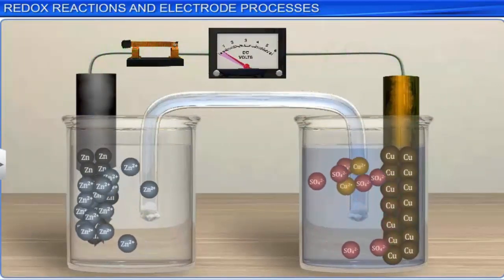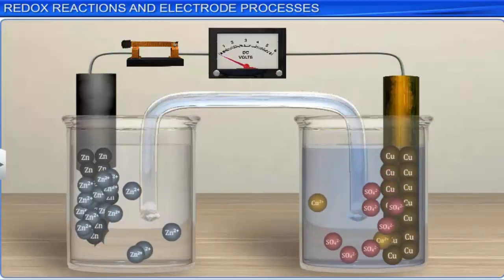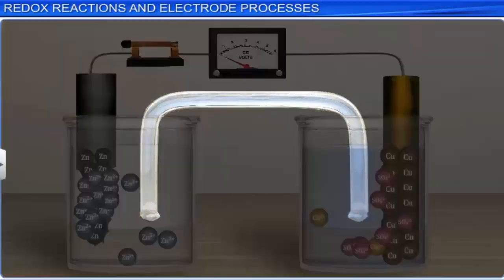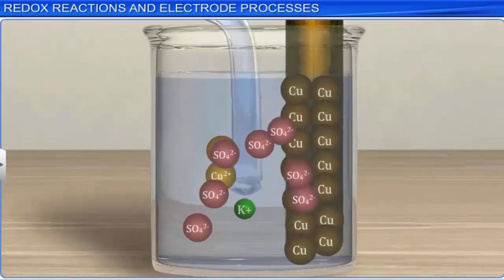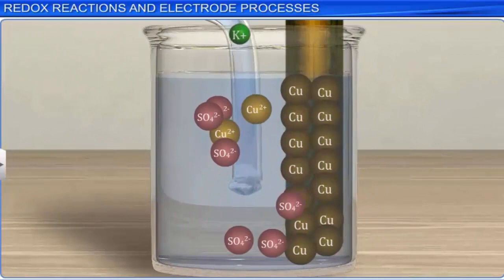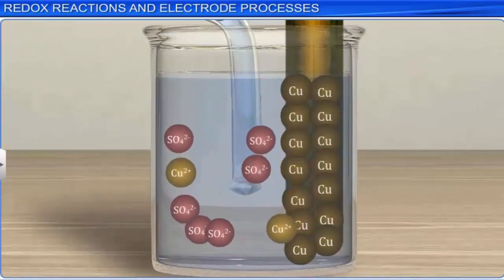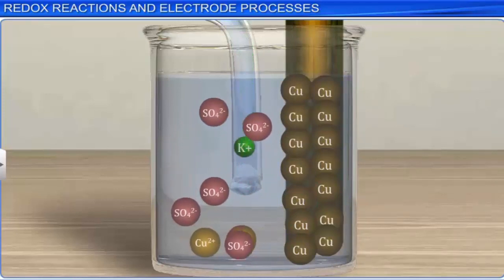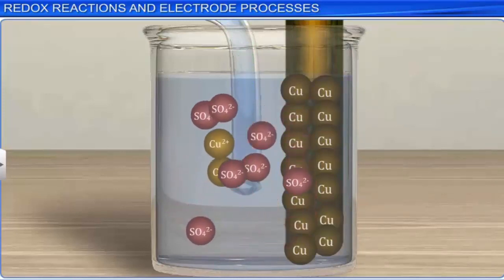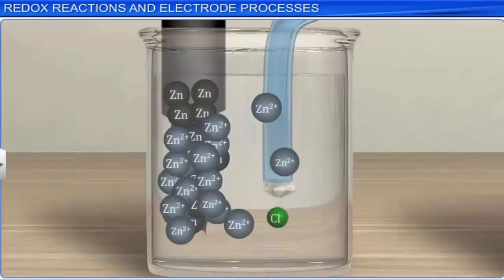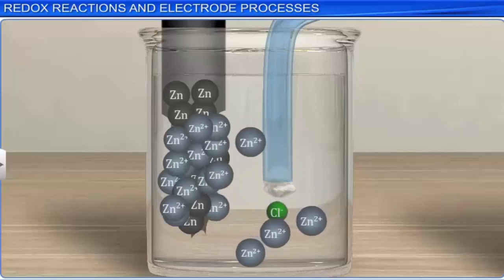To avoid such a situation, the salt bridge plays an active role. The positive potassium ions move from the salt bridge into the copper solution, thereby neutralizing the negative charge. On the other hand, the negative chloride ions move from the salt bridge into the zinc solution and neutralize the positive charge.